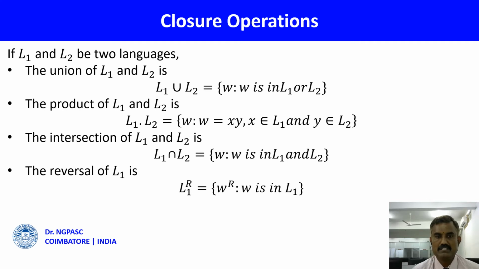The next one is reversal. The reversal of L1 is denoted by L1 to the power R, which is equal to {w to the power R such that w is in L1}, that is, the reversed word. For example, L1 equal to {a, b}, then L1 to the power R equal to {w to the power R}. That means (ab) to the power R is equal to ba. So this is the reversal.